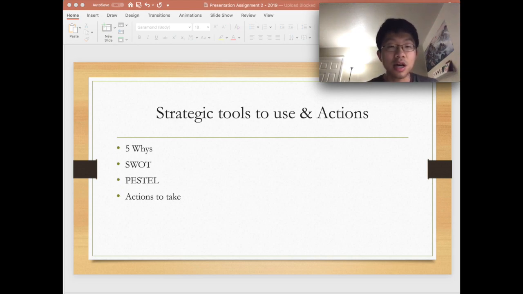Then move to the PESTO. PESTO analysis is a framework used by organizations to analyze and monitor the macro environment factors, external market environment, which have an impact on the company. PESTO stands for politics, economics, social, legal, environment, and technology. It really helps understand the outside environment of the company and what factors we can use to best serve our own purpose.